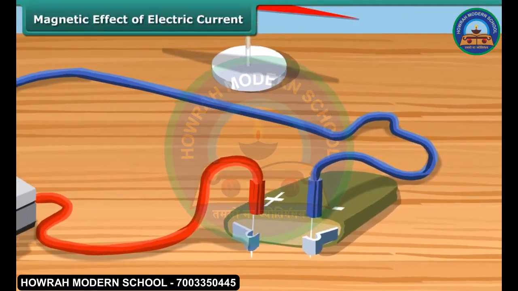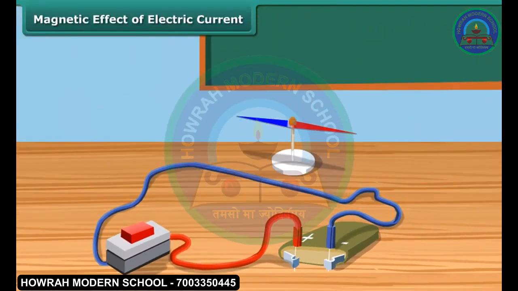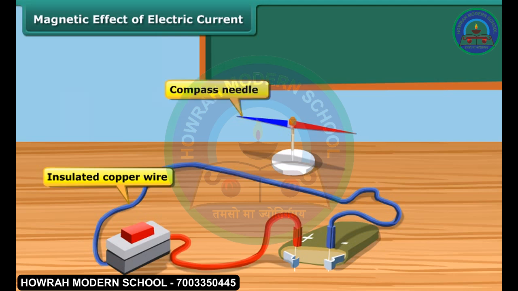When an electric current is passed through a wire, it behaves like a magnet. Let us perform a simple experiment to understand it. Take a thin insulated copper wire and fix it in the north-south direction. Place a compass needle, which is a tiny magnet, under the wire. Connect the two ends of the wire to a battery.